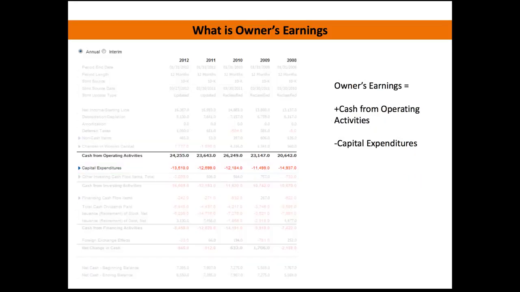Okay, so to simplify that equation, you can see that I have everything fogged out there, and the two numbers that really matter are the cash from operating activities and the capital expenditures. What we're going to do is take the difference of those to come up with the real owner's earnings, as opposed to the EPS that's being reported on all those top level pages and things like that.